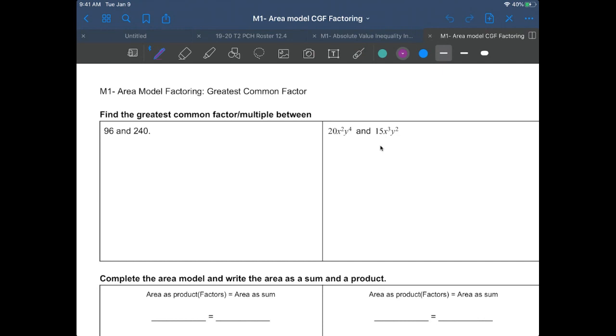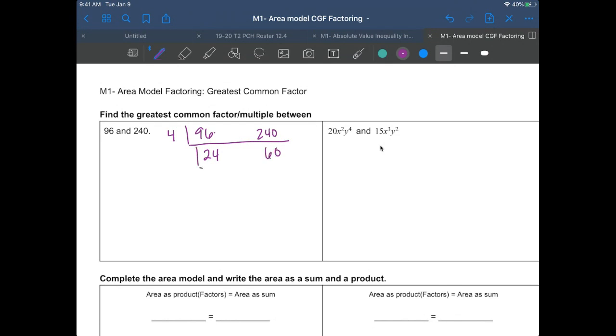I'm going to start with 96 and 240, and then I'm going to make an upside down division sign, which I like to call an upside down birthday cake. What number divides out of 96 and 240? I think 4. So 96 divided by 4 is 24, and then 240 divided by 4 is 60.